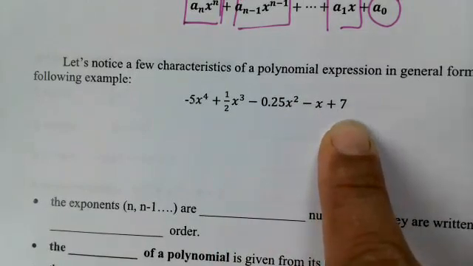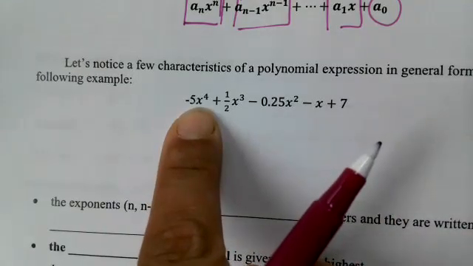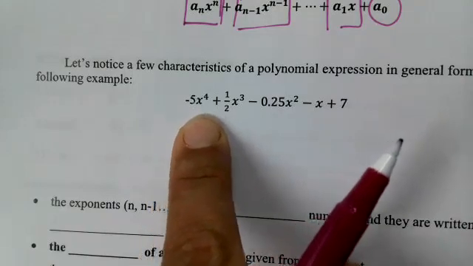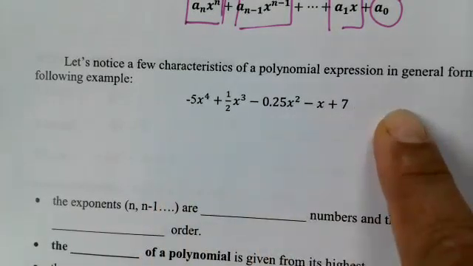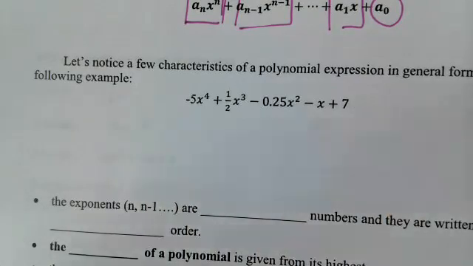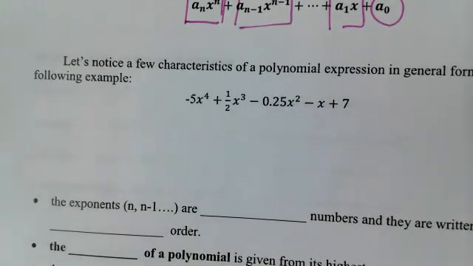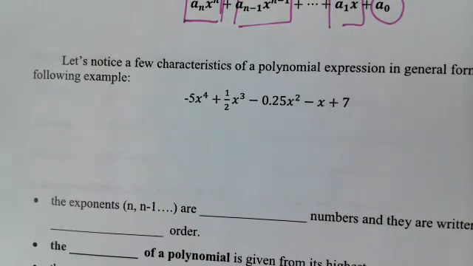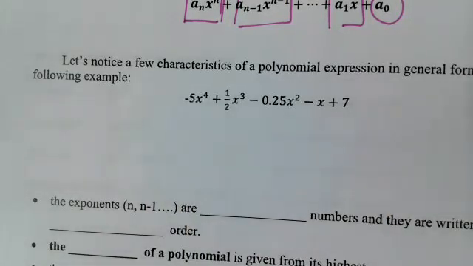Every time you have a polynomial expression where you start with the highest exponent of these powers and go in decreasing order to the lowest exponent or no power, that's what we call general form. Sometimes they're scrambled, not in this order. They're still polynomial expressions, but they're not in general form.